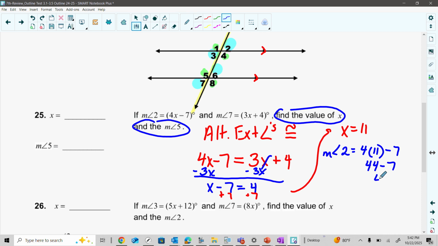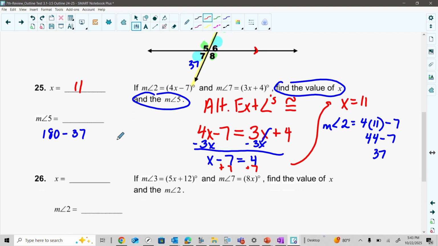This is our 37 here. So if angle 2 is 37, which is the same thing as angle 7, well, 7 and 5 are a linear pair. So I have to do 180 minus the 37, and that would give us our measure of the angle. Okay, so 143.